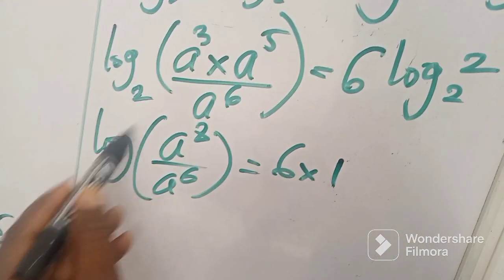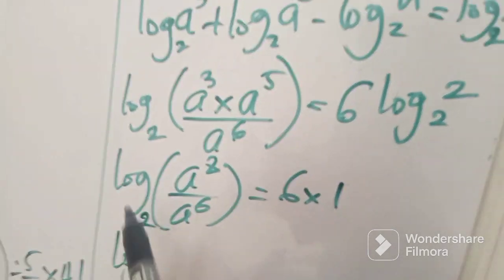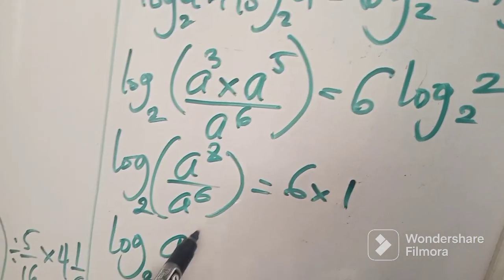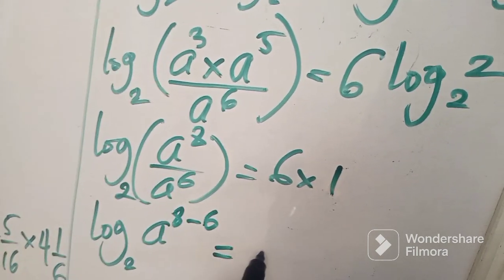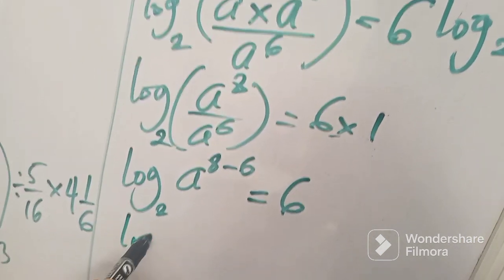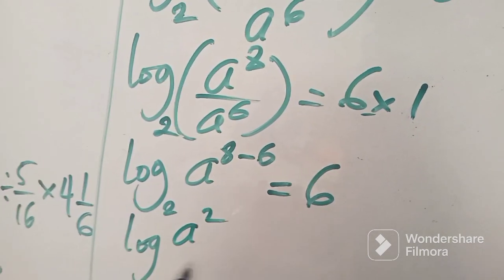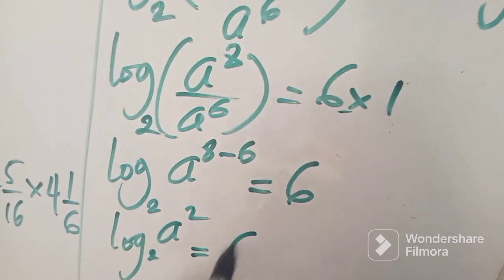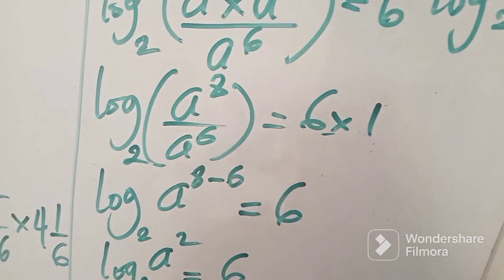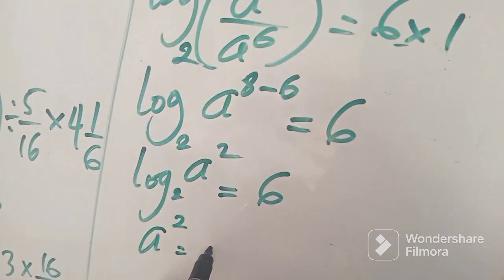Then still using the same law of indices, the law of division, don't forget that the base here is 2. You take the common base and subtract, so as far as division, you have 8 minus 6, equal to 6, because 6 times 1 is 6. Now we have log a, 8 minus 6 will give me 2. So we have a raised power 2 base 2 equal to 6. Then, if you want to write this logarithmic equation in index form, the number which is a raised power 2 will be equal to 2 raised power 6.